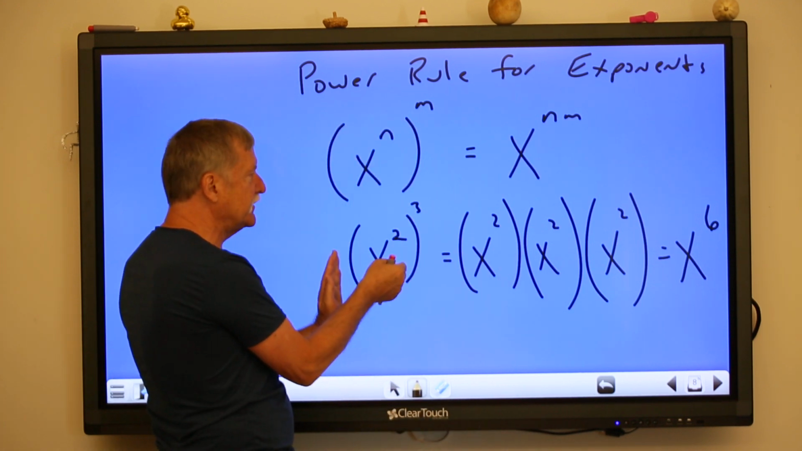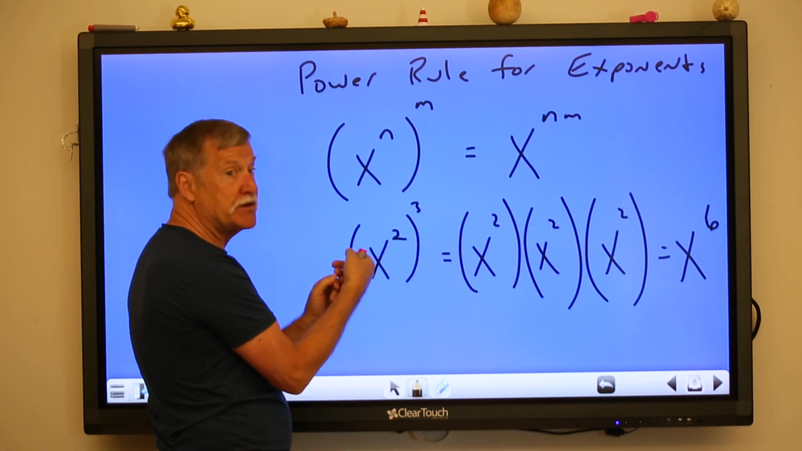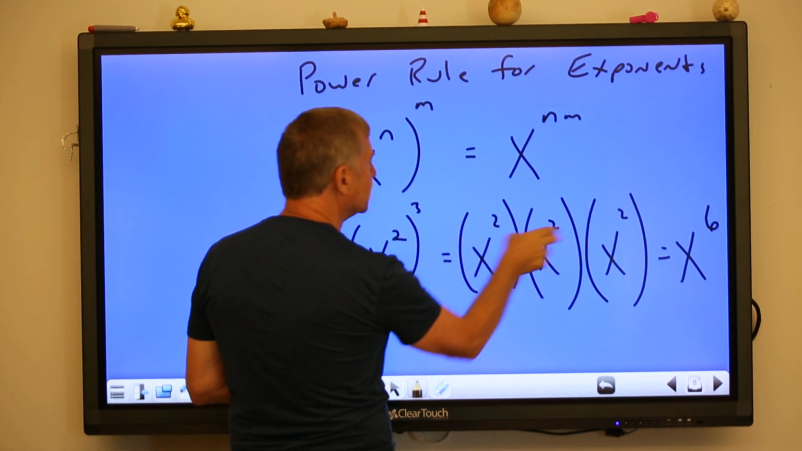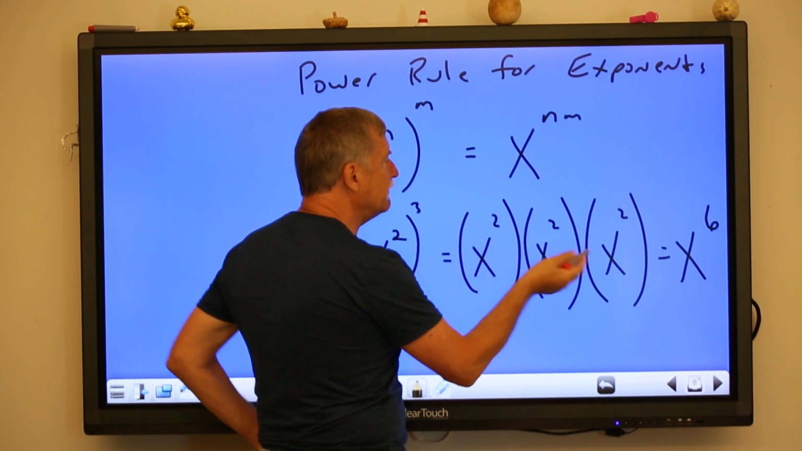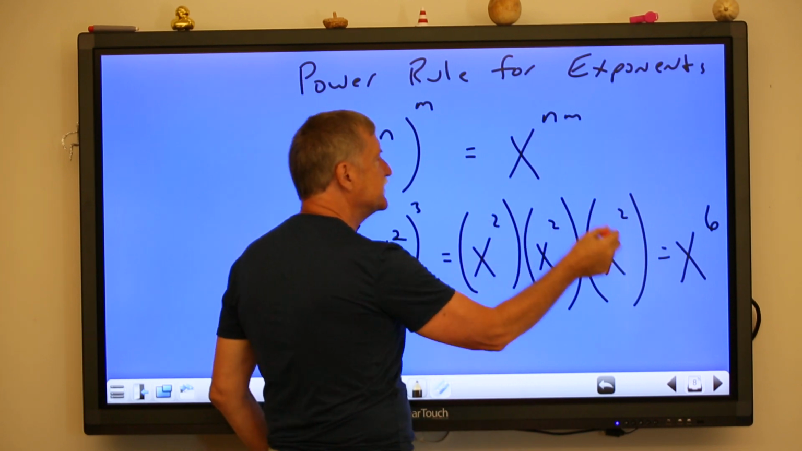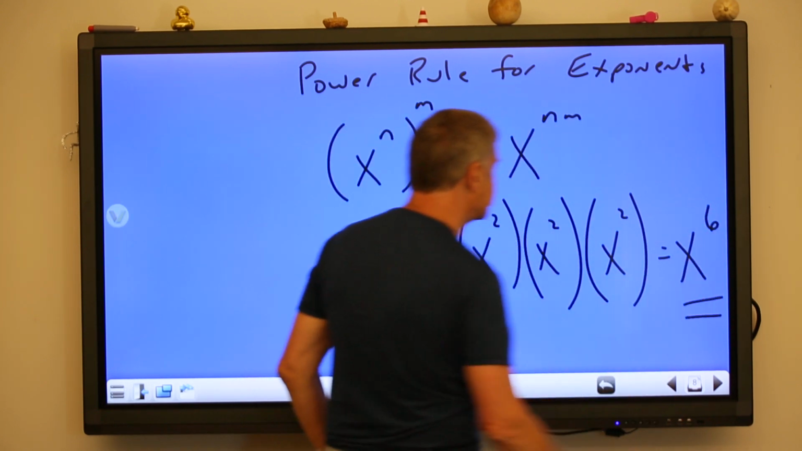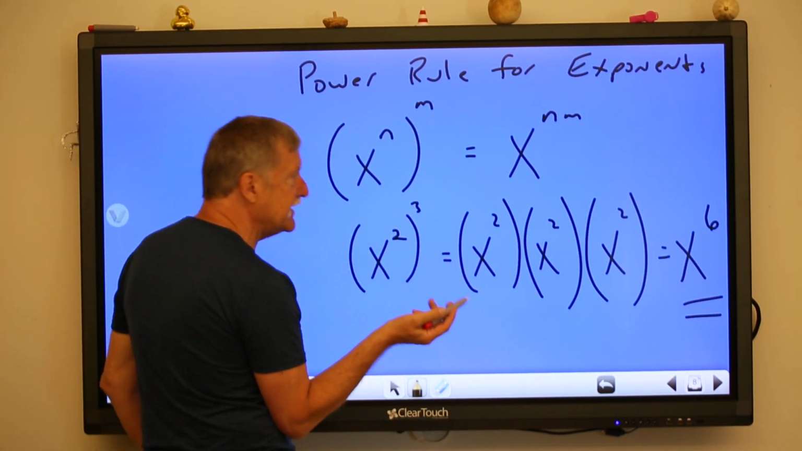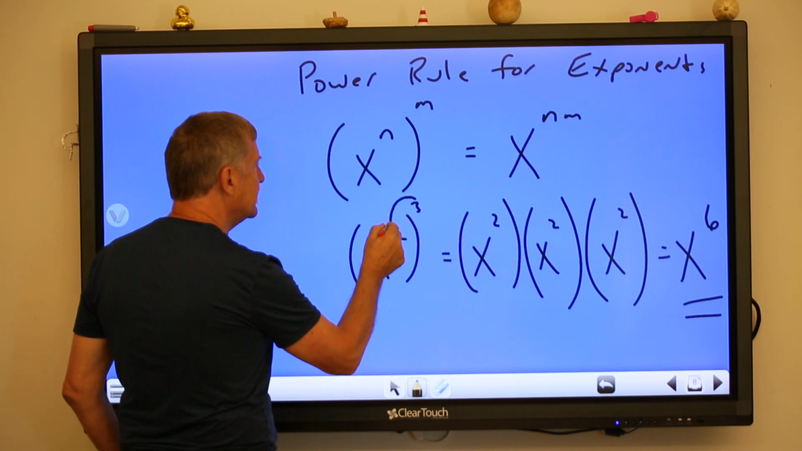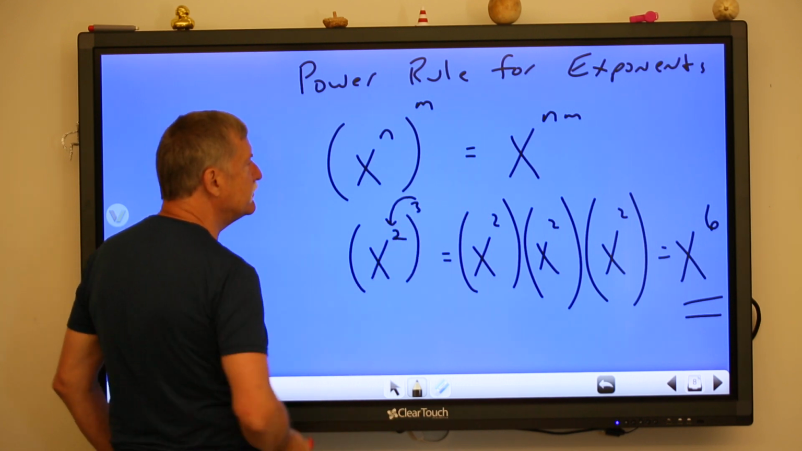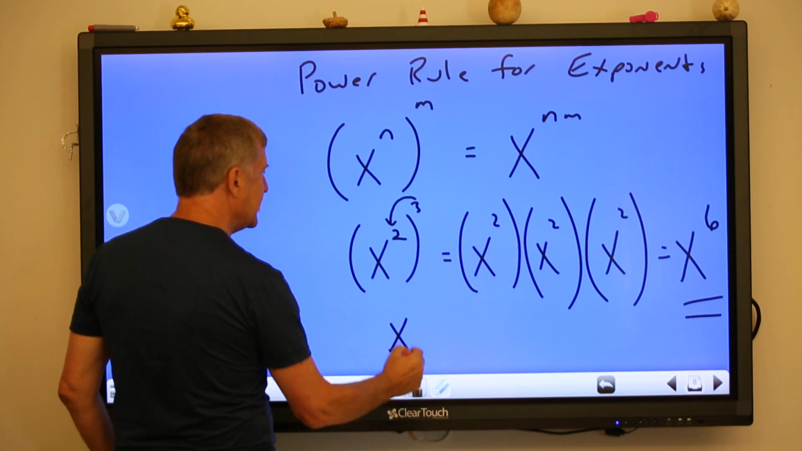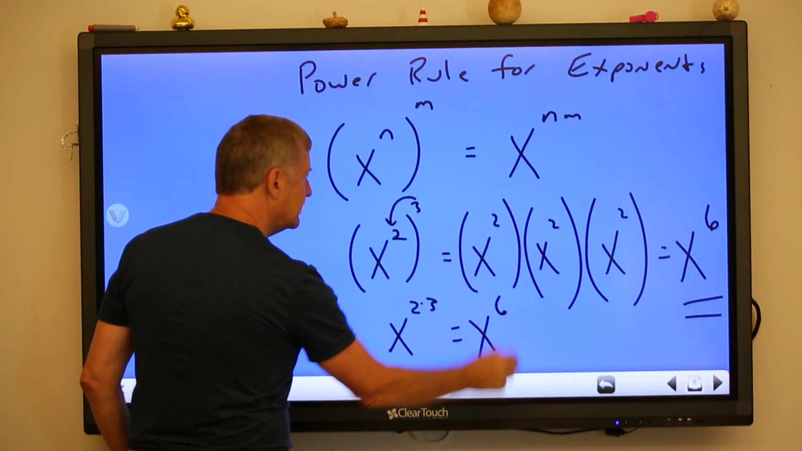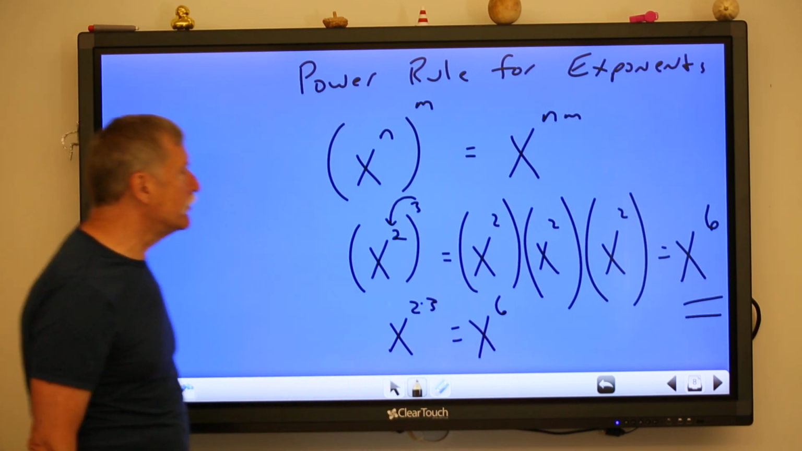Everything in the parentheses, which just happens to be an exponential thing, big deal. And it is to the 3rd power. So it's a multiplication to the 3rd power. And now the product rule says 2 plus 2 plus 2, that's x to the 6th. But you might have noticed that you don't have to write it 3 times to get 6, right? Because this times that gives you the final thing. This is x to the 2 times 3 power. X to the 6th. That's the power rule.